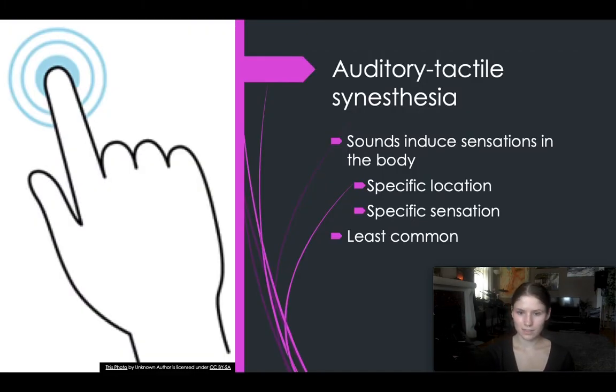Auditory tactile synesthesia. So this is not as common a synesthesia. It's basically when sounds produce certain sensations on the body. They can be a location on your body, so a specific sound triggers a pressure on your shoulder, or a specific sensation on the skin. So maybe a certain sound triggers, like, my skin feeling itchy or hot or tingly.